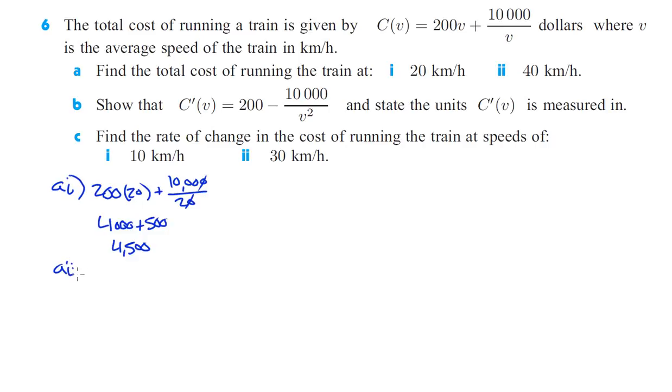A part II is going to be 200 times 40 plus 10,000 over 40, right? So 2 times 4 is 8, so this is going to be 8,000 plus 10,000 divided by 40, which is 250, so that's going to give us 8,250, right? Okay, so the total cost is how much money it's going to cost to run the train at 20 kilometers an hour.